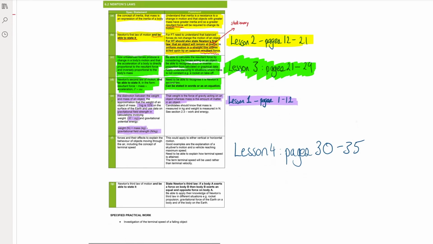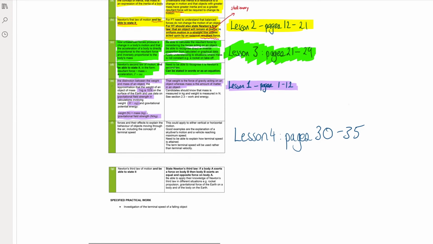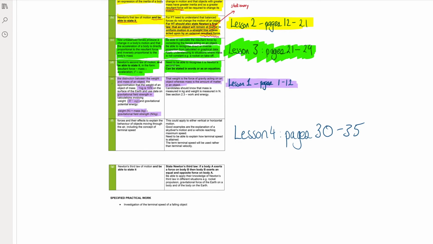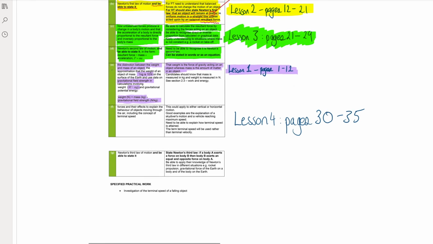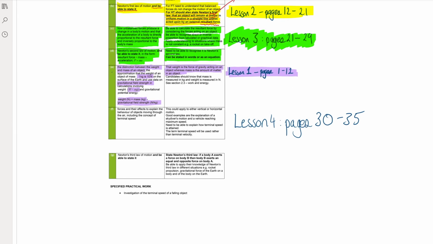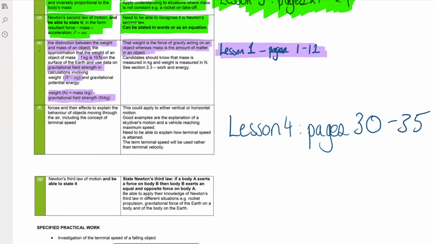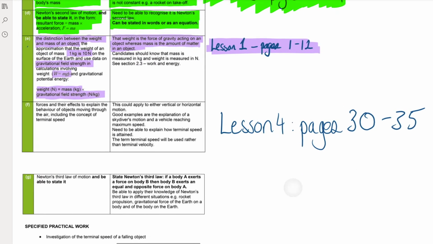Quick recap on what you've learned previously, which are Newton's laws of motion 1 and 2, what forces are, weight, and how they affect the motion of objects. Today we're specifically looking at objects falling through the air.